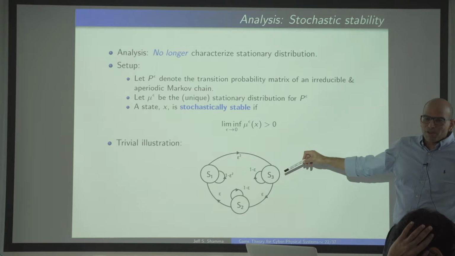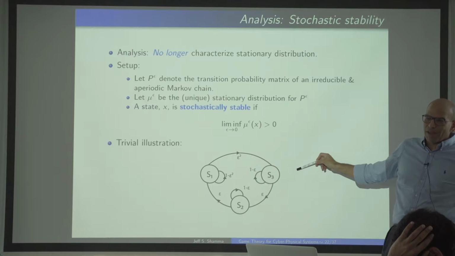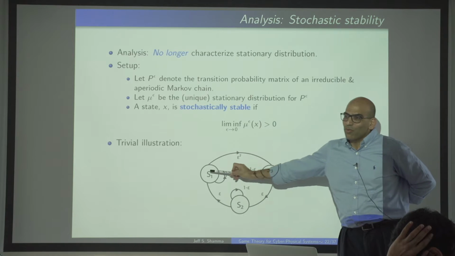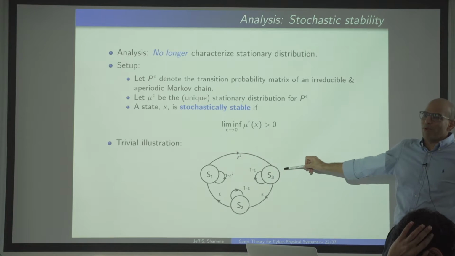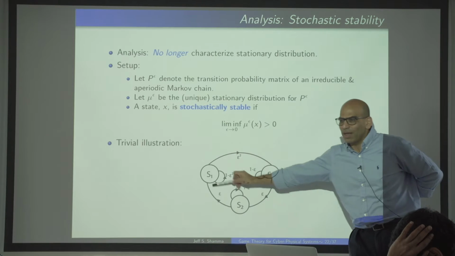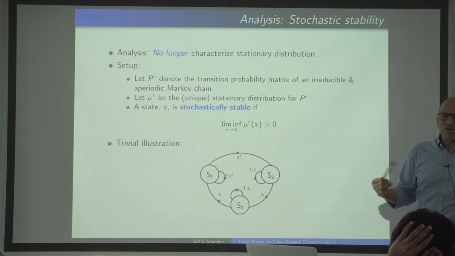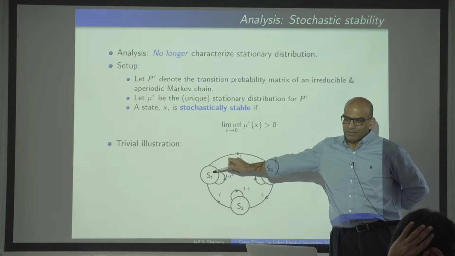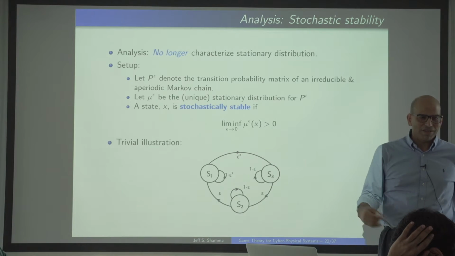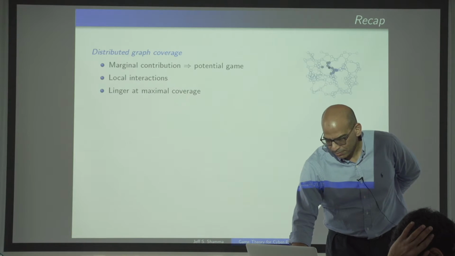But when epsilon is small, where do you think it's going to spend most of its time? In state 1, because it's really hard to escape. That's epsilon squared probability to escape as opposed to epsilon. So as epsilon goes to 0, these nodes become sticky, but that one becomes very sticky. And that's the nature of the analysis that supports this.